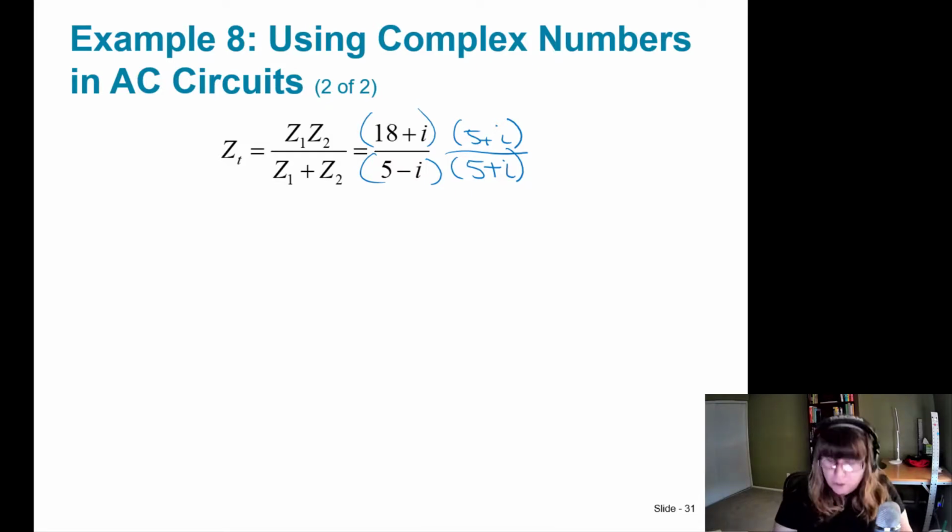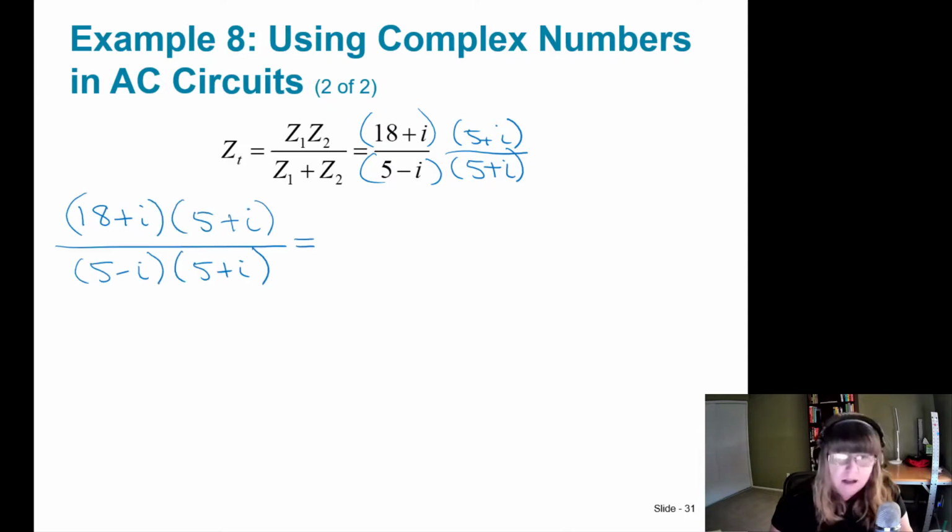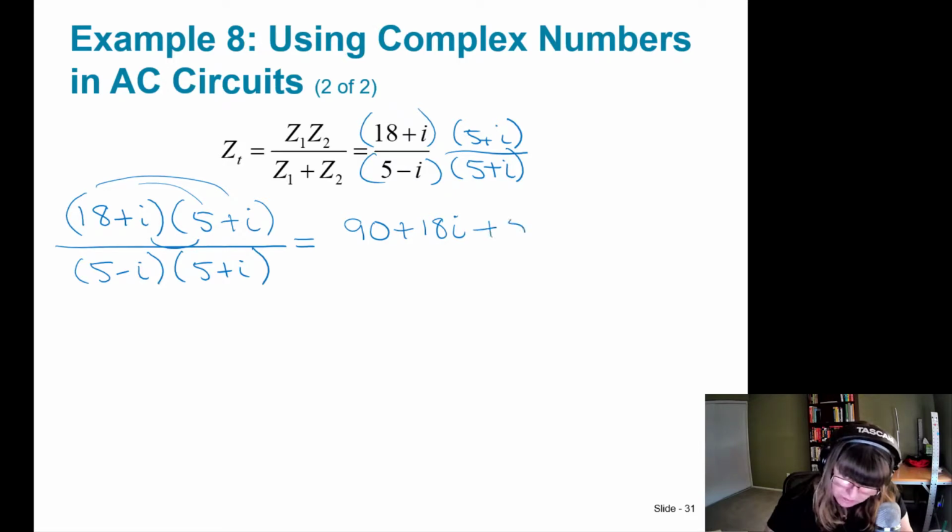All right, I'm going to go ahead and bring this off to the side so I have a little bit more room to FOIL. 18 times 5, is that 90? That looks like 90 to me. 18 times i is plus 18i. i times 5 is 5i. And i times i is i squared.